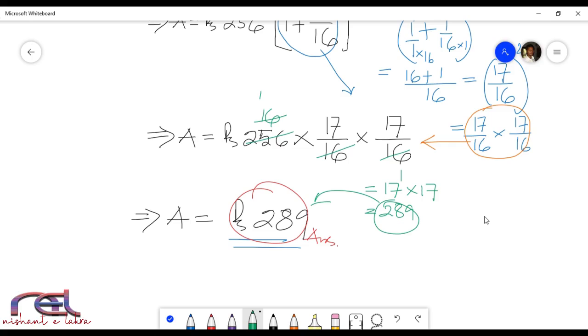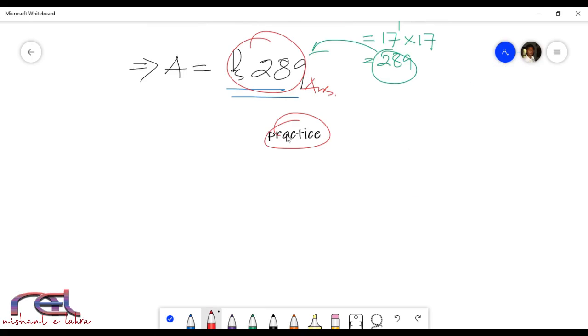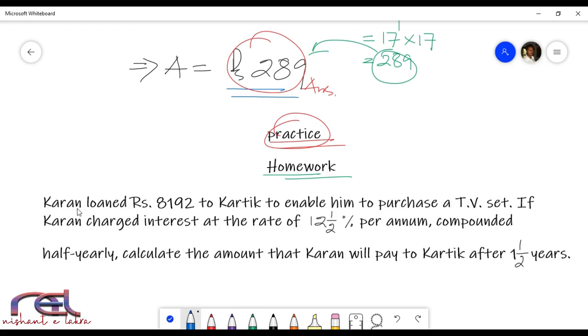So I have explained to you how to find out amount if the interest is compounded half yearly. Keep practicing, because when you practice you understand it much better and you will learn it much better.